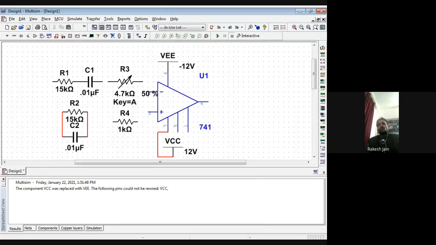When we focus on the diagram again, we see that the series combination of resistor and capacitor is connected with R3, that is the 4.7 kilo ohm variable resistor. The series capacitor pin is connected with R3. So here, see, we connect this one. In that diagram we see that the series combination of resistor and capacitor, one arm is connected with the parallel combination of resistor and capacitor. So here we connected this one.